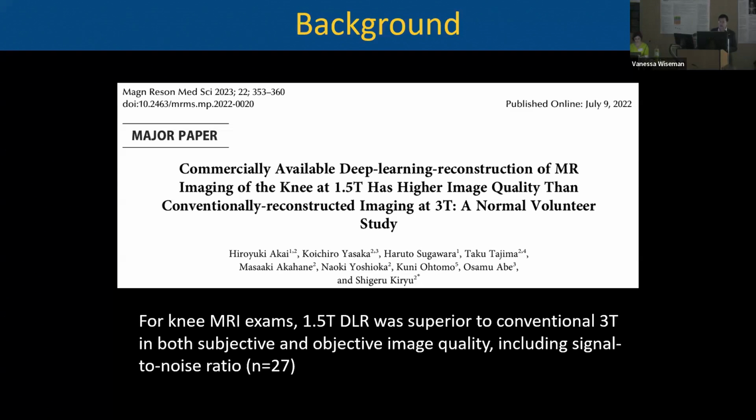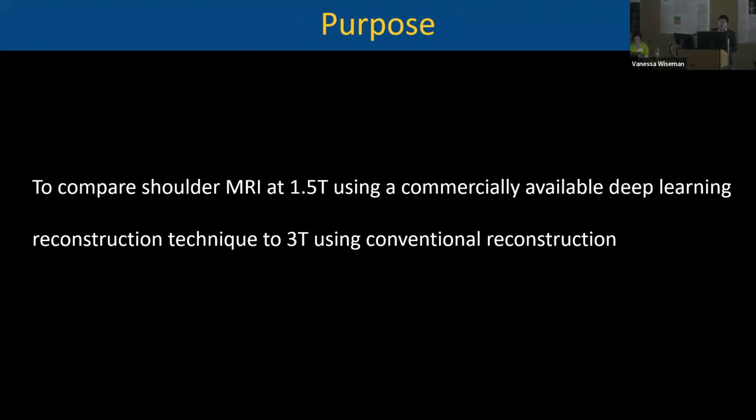This group from Japan from a couple of years back put out this paper showing that for knee MRI, 1.5T DLR was superior to conventional 3T in both subjective and objective image quality. So our purpose was to compare, for shoulder MRI, 1.5T using DLR to conventional 3T.